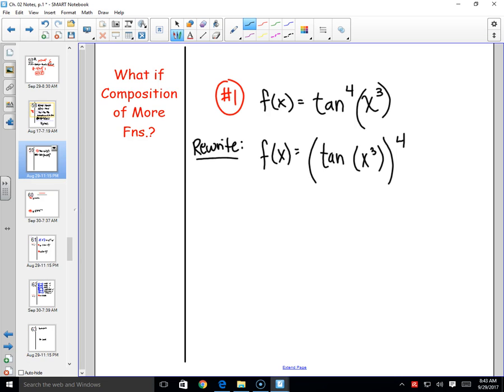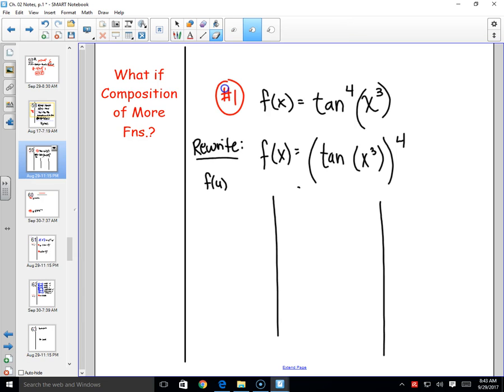Okay. Now, I'm trying to think of which rule to use. Let me use kind of all of them. I'm going to split my page into thirds. This one's going to be my u, my f of u notation. This one's going to be my f of g of h notation.